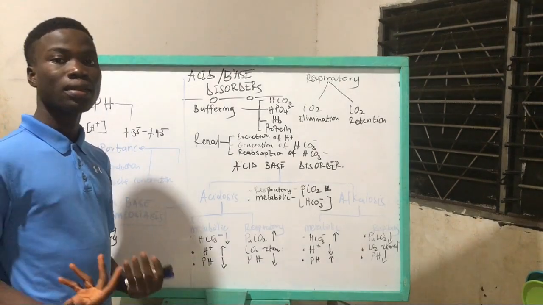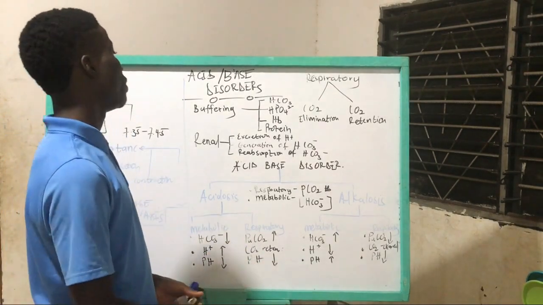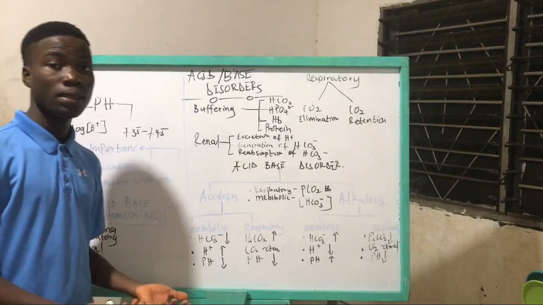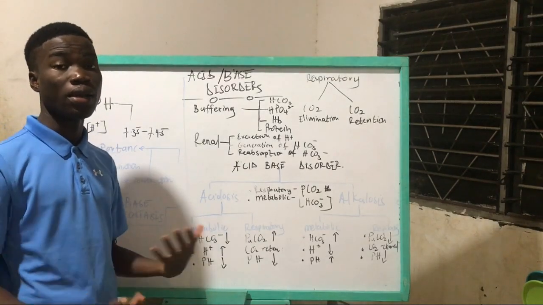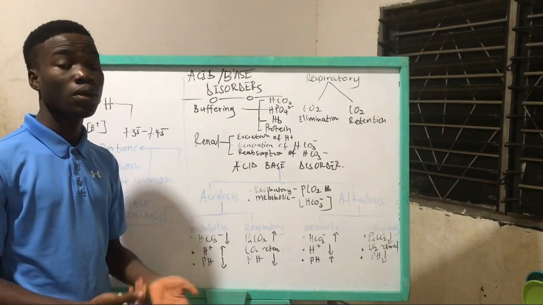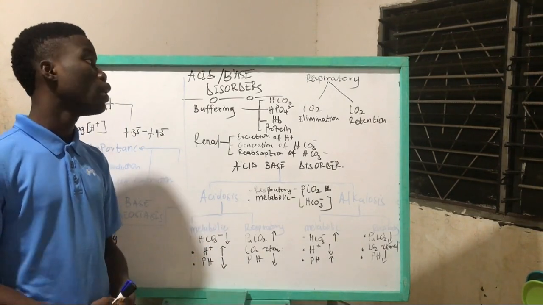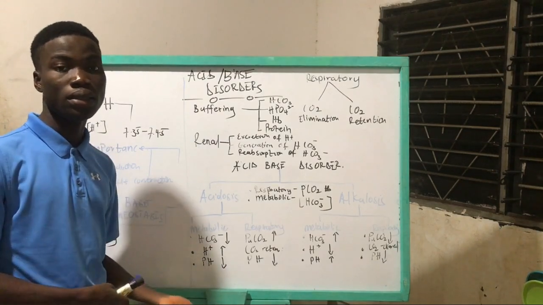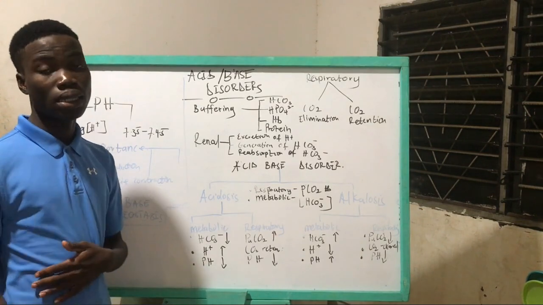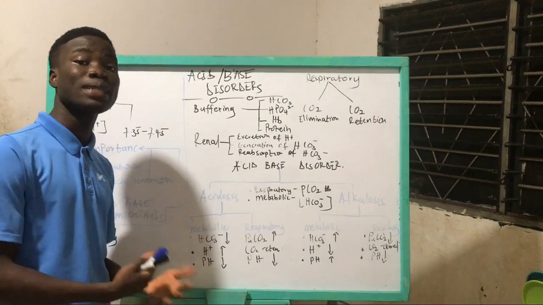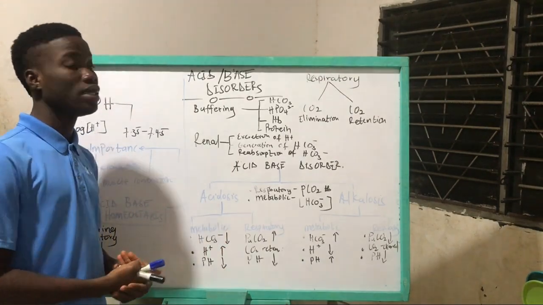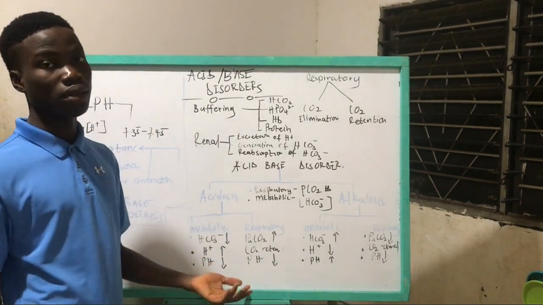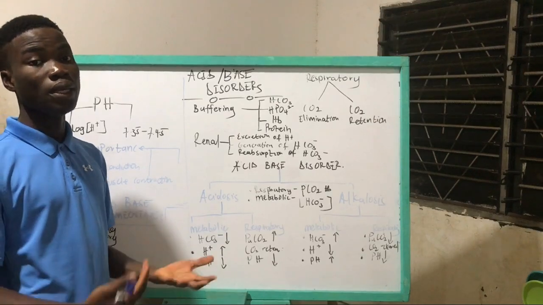So in clinical chemistry or chemical pathology, when we talk about acids, they are substances that release hydrogen ions when they are found in solution. And in chemistry, the measure of how acidic or basic a substance is is determined on the pH scale. This is no different in clinical settings. We also make use of pH.